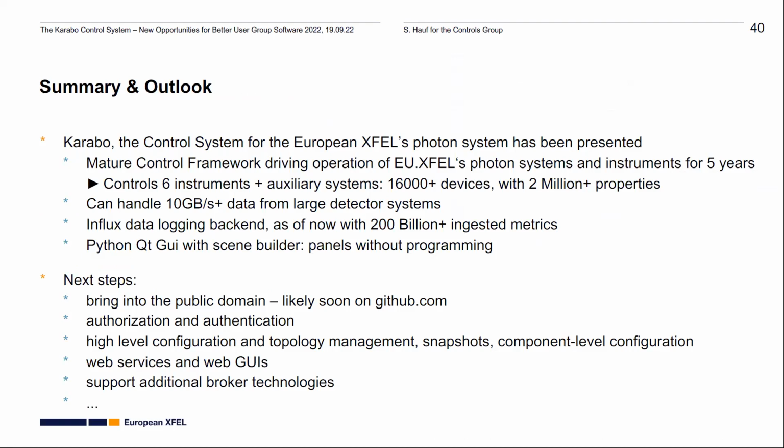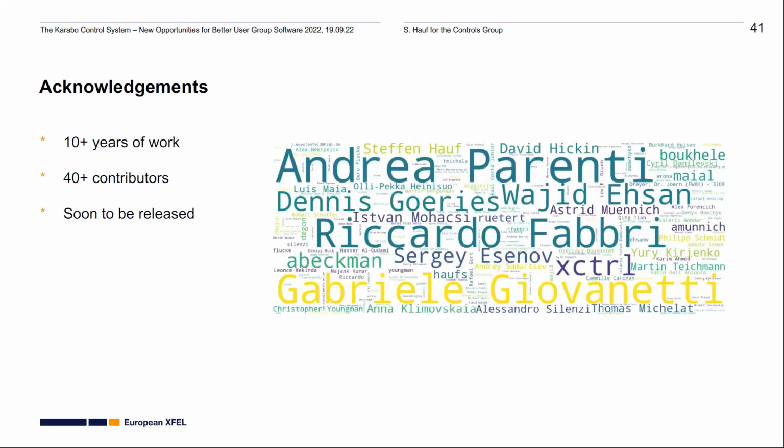Next steps are, as I mentioned, we want to bring it into the public domain. So I would really like to show a GitHub address here, but right now we're still dealing with how to expose a GitLab commit history in a GDPR-compliant way. And that will hopefully soon be done. And we want to look into authentication and authorization. That's where the GUI server will come in handy. And also higher level configuration, web services and web GUIs.